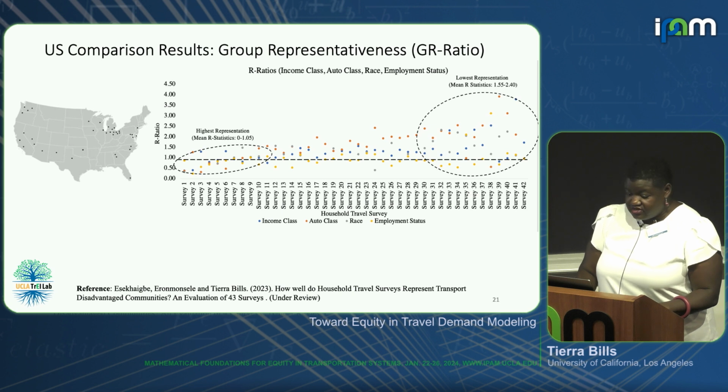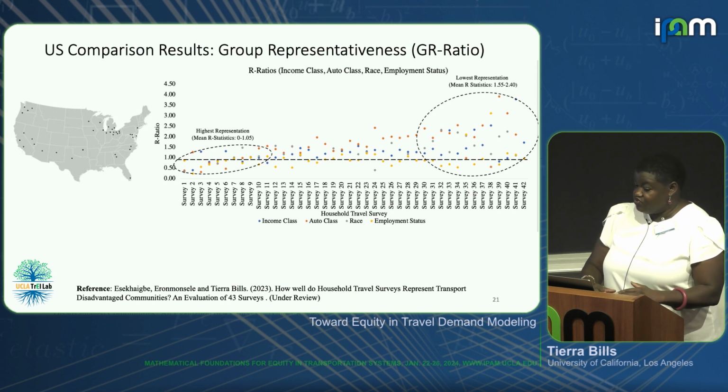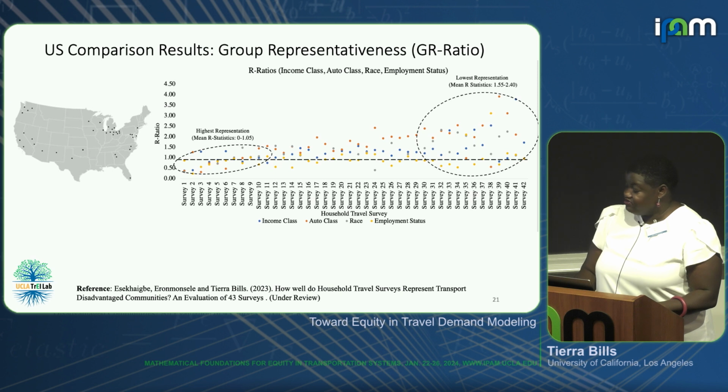travelers. And what we find is that there's a range of performance, but overall, the majority of surveys are not reflecting these disadvantaged groups particularly well. We found only 11 out of 42 represented all groups reasonably well, so within this range. So that's about 26%.